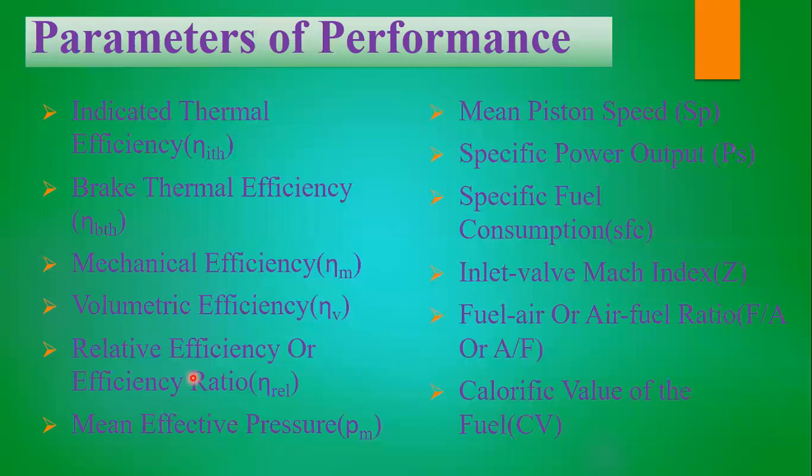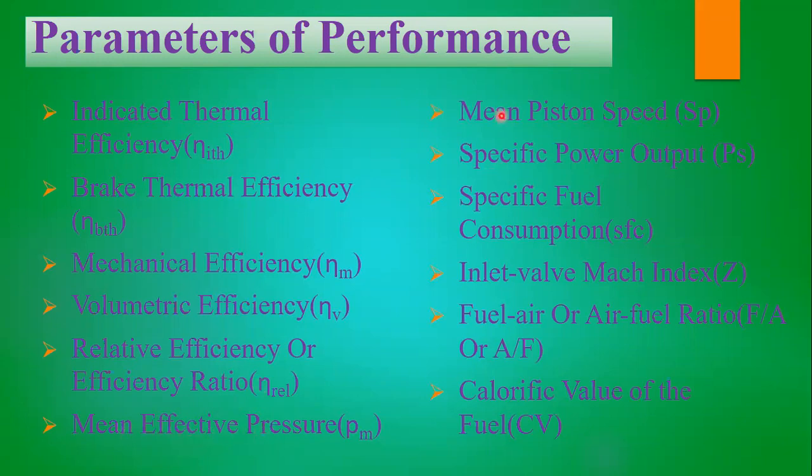Next, relative efficiency and mean effective pressure. This is the main thing which we should know. Why? Because all the other parameters, whether indicated thermal efficiency, indicated power or brake power, depend upon the mean effective pressure. Similar to thermal efficiency, we also have two types of mean effective pressure: indicated mean effective pressure and brake mean effective pressure. There is a lot of difference between them, so we need to know both.